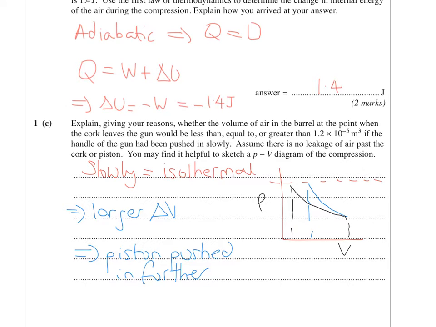And that's all to do with the contrast between adiabatic and isothermal. The adiabatic is this steeper line, so you get a greater increase in pressure for the same change in volume. So to reach the same pressure, which is what you'd need for the cork to pop out, you need a larger change in volume.